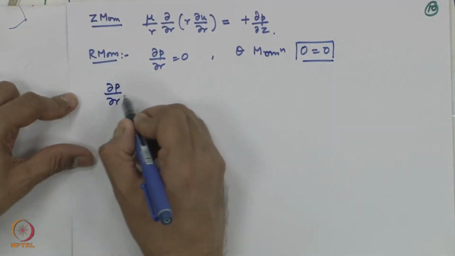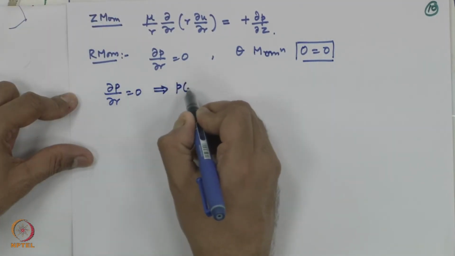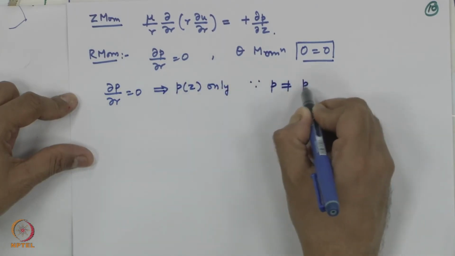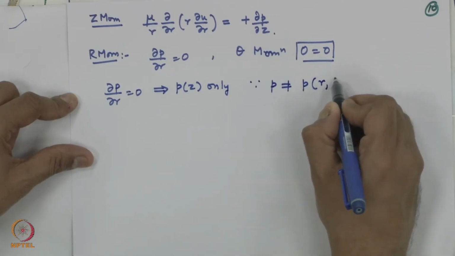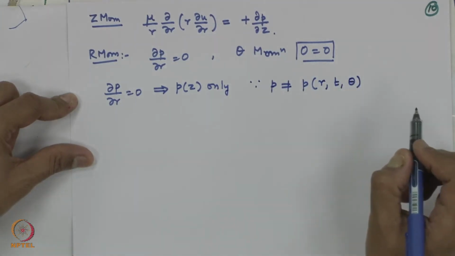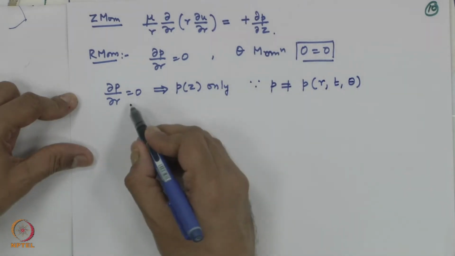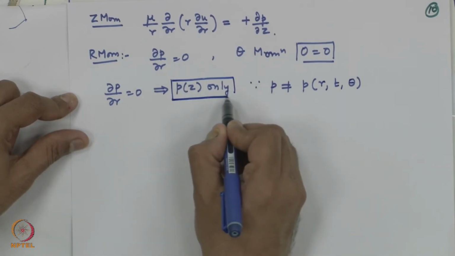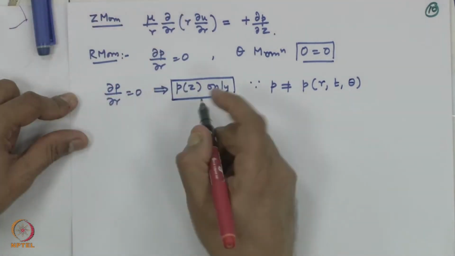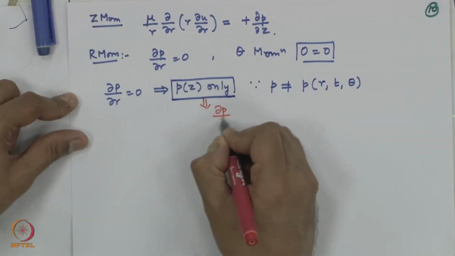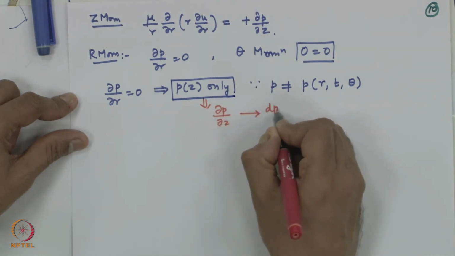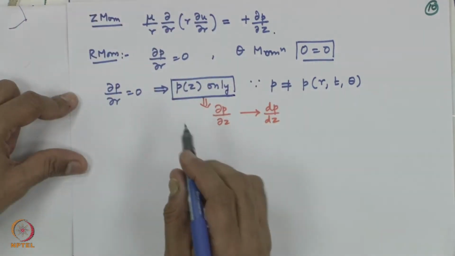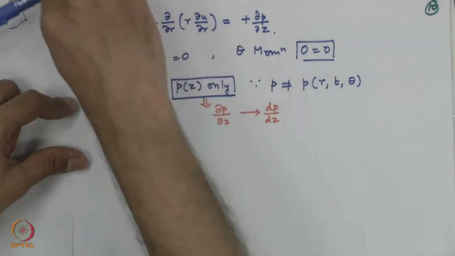dp by dr equal to 0 implies p is a function of z only, because p is not a function of r, time and theta. Nothing is a function of theta, p is not a function of r, we had assumed steady state. So, p is a function of z only. As a result, dp by dz becomes a regular derivative, the first thing.